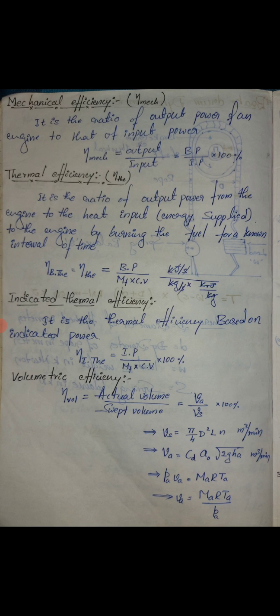Similarly, we have indicated thermal efficiency. Indicated thermal efficiency is the thermal efficiency based on the indicated power. Instead of putting the brake power in the numerator, if we put the indicated power, then you will get the indicated thermal efficiency. So indicated thermal efficiency is IP divided by MF into CV into 100 to convert into percentage.